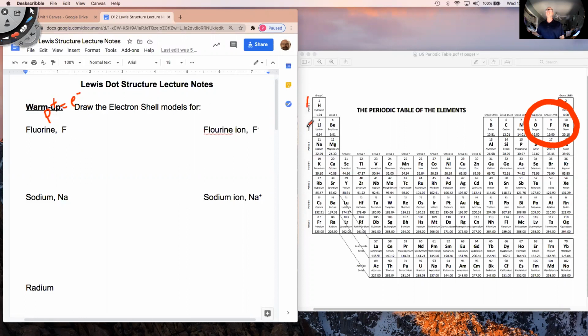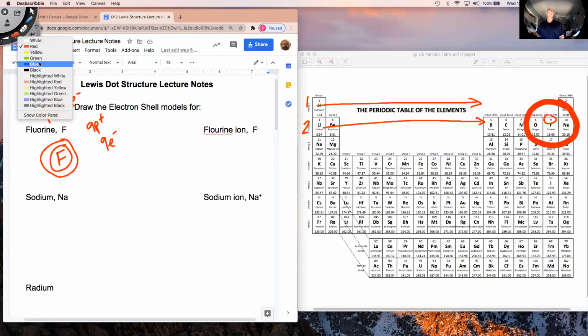So we're going to draw the shell model for it. This is shell level 1, shell level 2. And you can see that fluorine is on shell number 2 or row number 2. That's row number 1. So we would draw our 2 shells. And then we're going to take a look at how many protons we have. We have 9 protons, which means we have 9 electrons. And now we just have to fill in our 9 electrons.